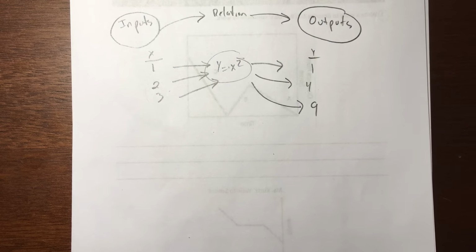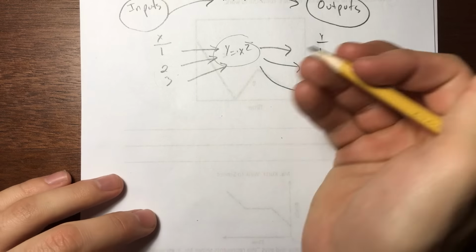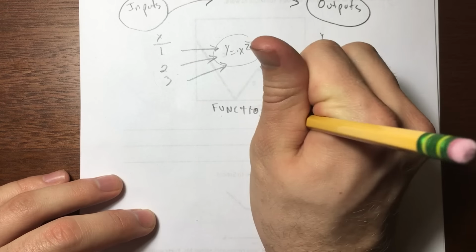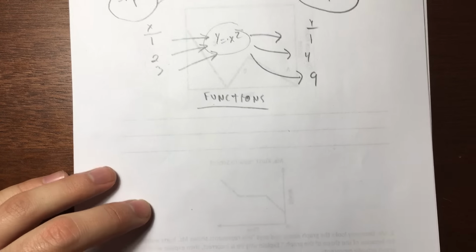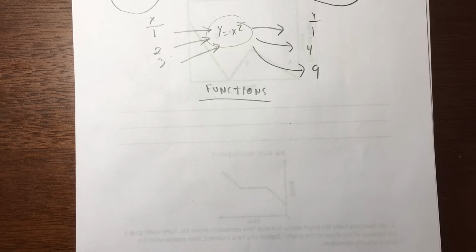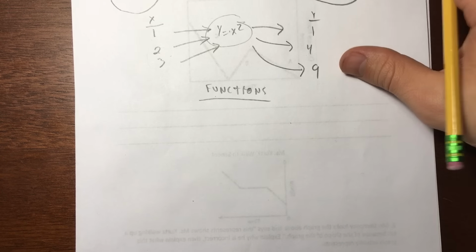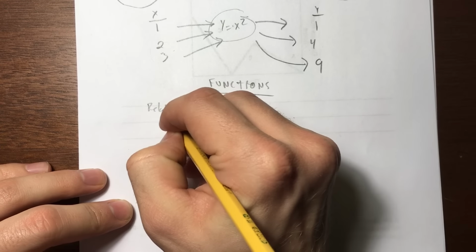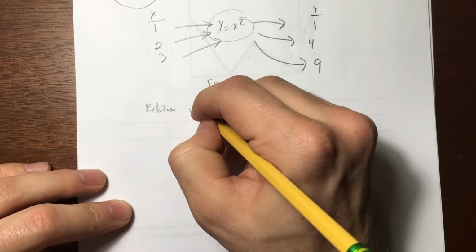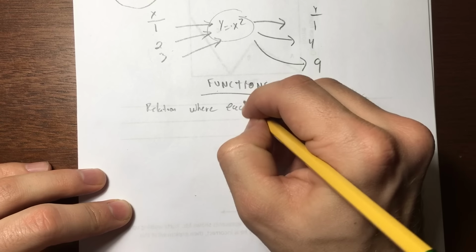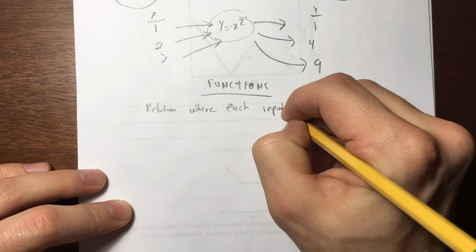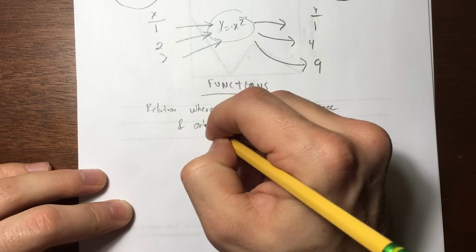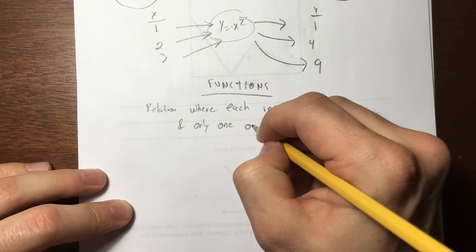Now, within the world of relations, we have a specific type, which are called functions. Functions, being the name of this unit, are going to be pretty important in math both this year and as you go through high school. So a function is a relation where each input has one and only one output.